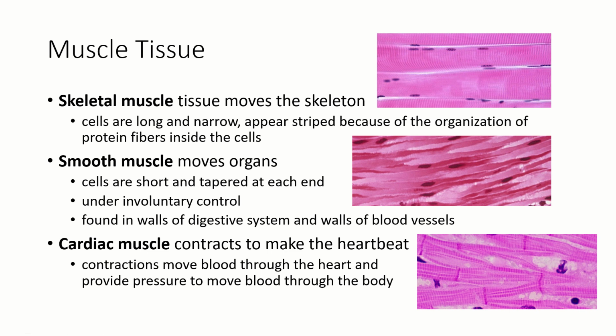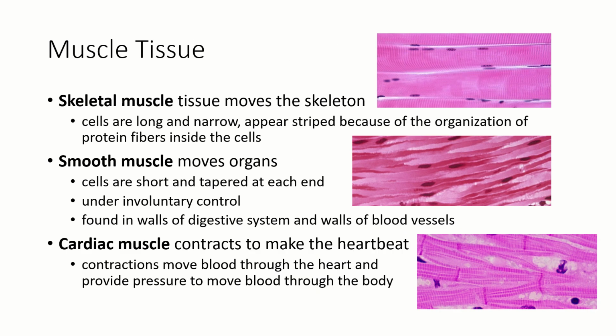Now, do not call this cardiac tissue. This is cardiac muscle tissue. Your heart is not just muscle. There's also connective tissue. There's nervous tissue. There's epithelial tissue, right? You've got everything. So this is cardiac muscle tissue. Always call it by its full name. Thank you very much. Okay, so those are the 3 different types of muscles.